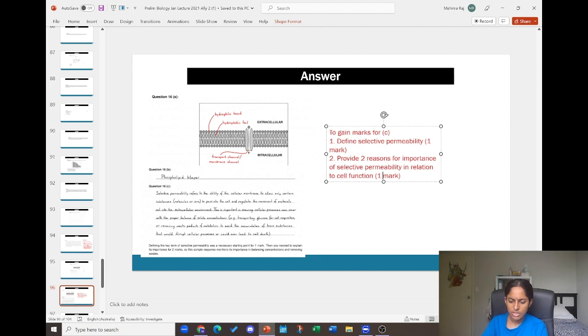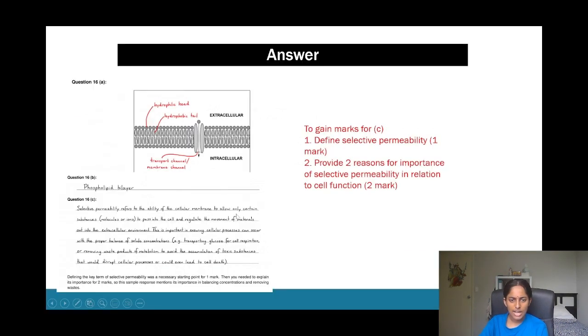I'm just going to change that. So, as I was explaining, two marks would probably just be the balance of having certain solutes in certain concentrations and then removing certain products that are waste from the body or the cell rather. So yeah, that's how you would kind of define it.